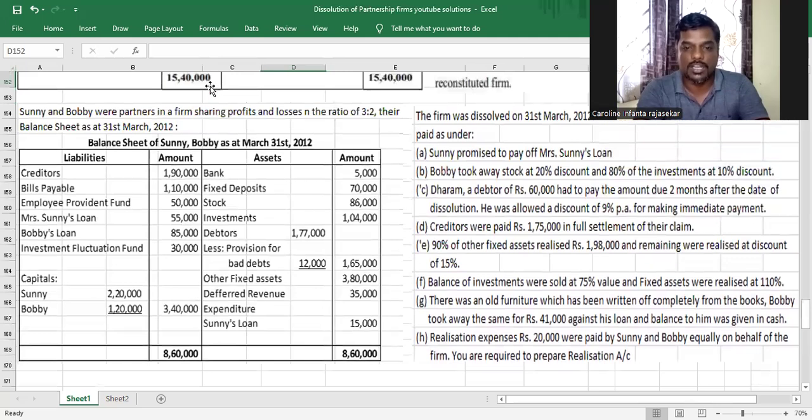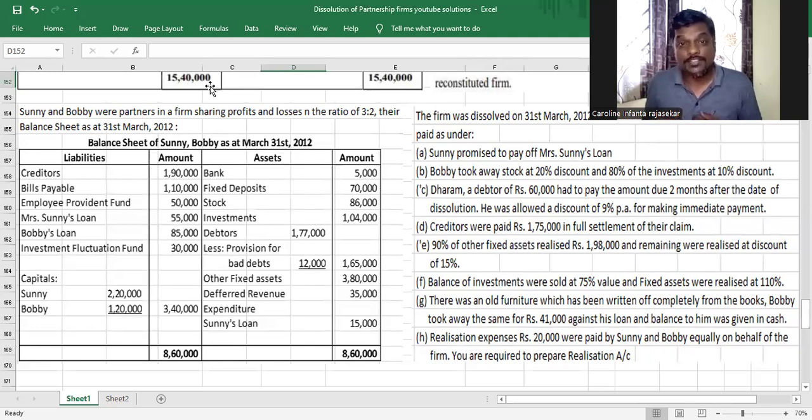Let's go ahead and look at the adjustments to try to understand how to account for them. Sunny promised to pay off Mrs. Sunny's loan. Mrs. Sunny's loan is a third-party liability. When the firm settles a third-party liability using its own money, the journal entry is realization account debit to bank account because money is going out of the firm. But the partner says, no, firm, you don't have to pay. I will take it over. I will pay.